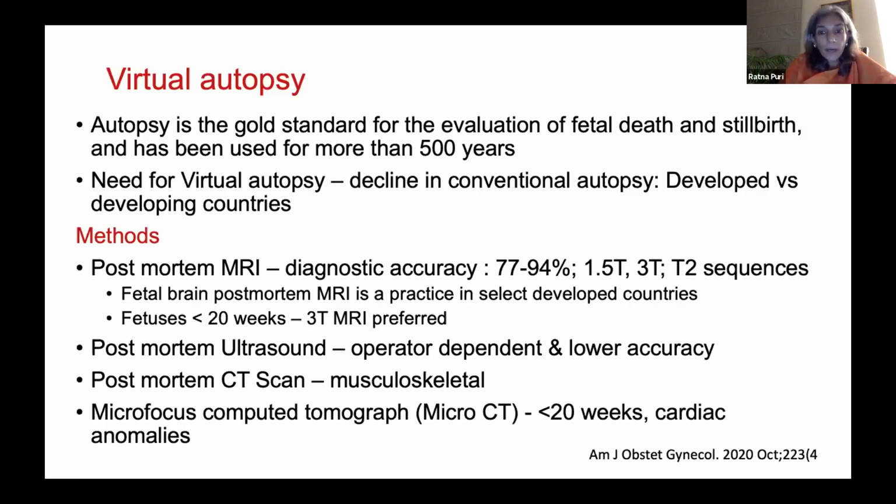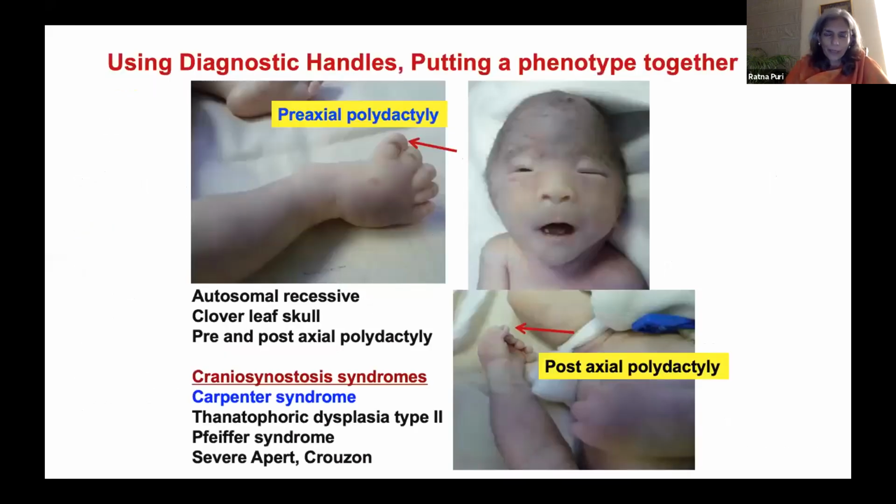There is postmortem MRI, whether you do a 1.5 Tesla or a 3 Tesla or even a 9 Tesla varies. The fetal brain postmortem MRI is a practice followed in select developed countries. If you have smaller fetuses, you need a higher Tesla MRI, otherwise you do not get good data. There's also a role of postmortem ultrasound, but the accuracy is lower. You can do a postmortem CT scan for musculoskeletal abnormalities, and in really small fetuses, what we refer to as a micro CT, which is very good for cardiac abnormalities.